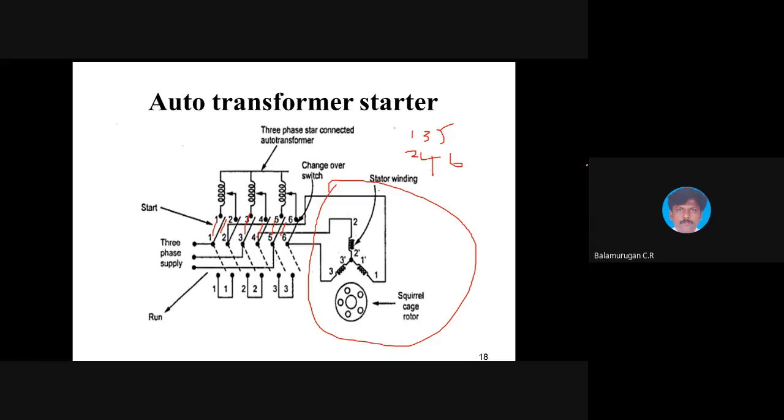Very clear? And full supply voltage will be given to the stator winding. So we will get a maximum torque. We will get the maximum torque during the running condition. So this is the concept of the auto transformer starter.